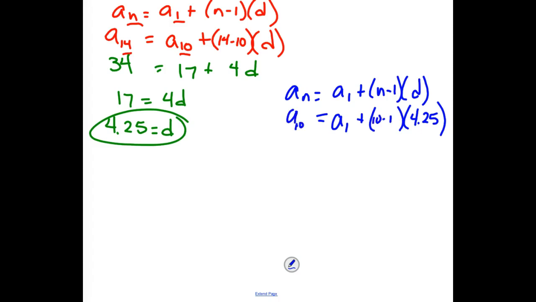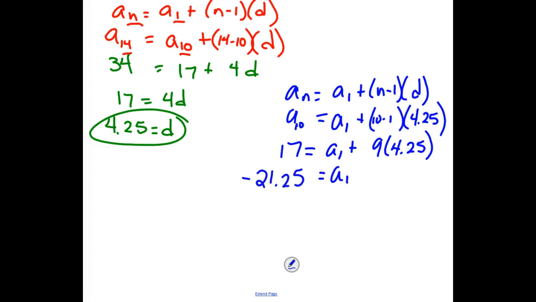then I would have 10 minus 1 here. Does that make sense? My 10th term was a 17. 10 minus 1 is 9. Can I figure out 9 times 4.25 and subtract it to the other side? All right. If I do that, I end up with negative 21.25. That is my first term. And now I have the two things that I need to write my rule. All right, go ahead and figure out the rule.